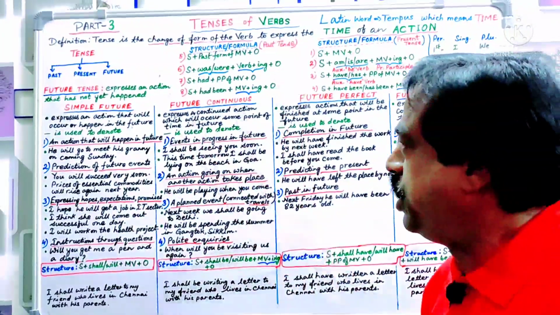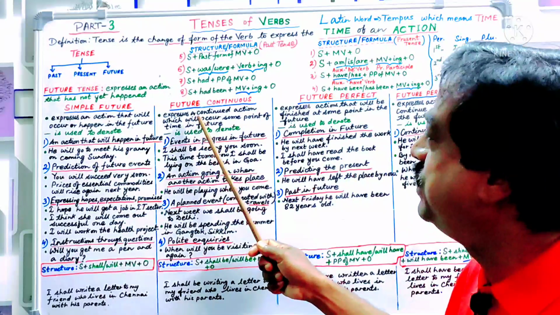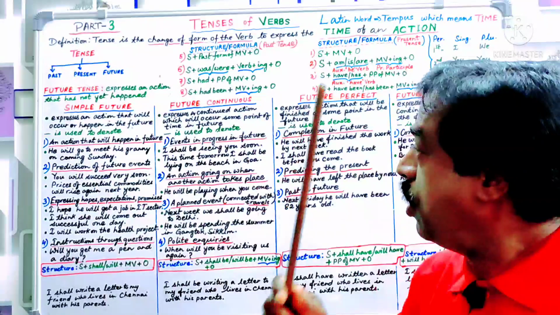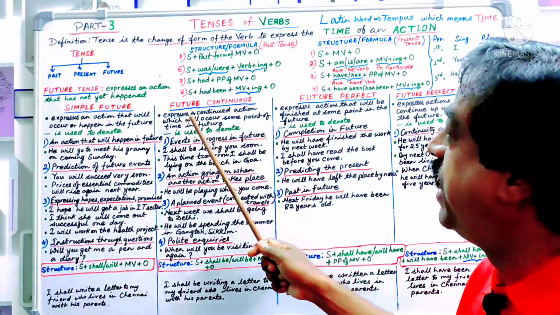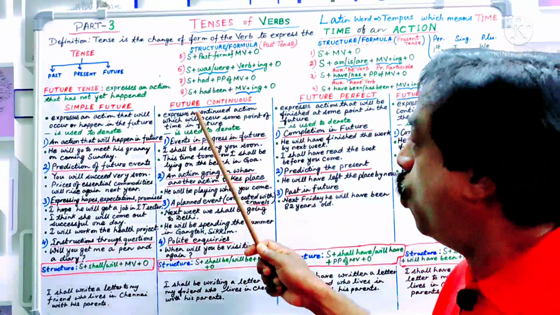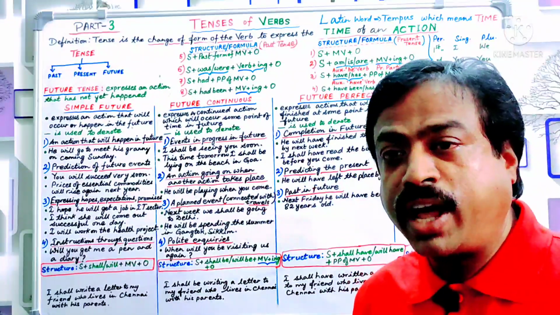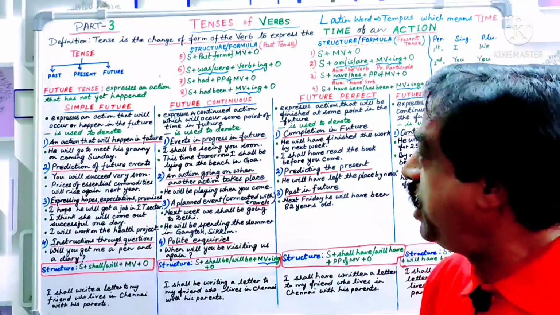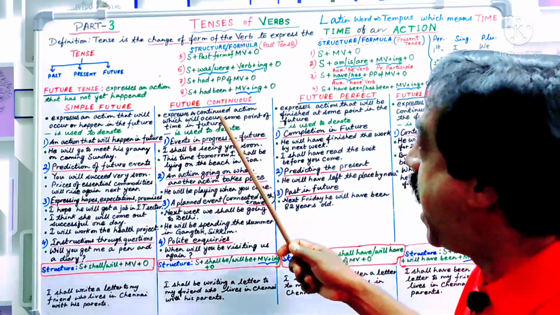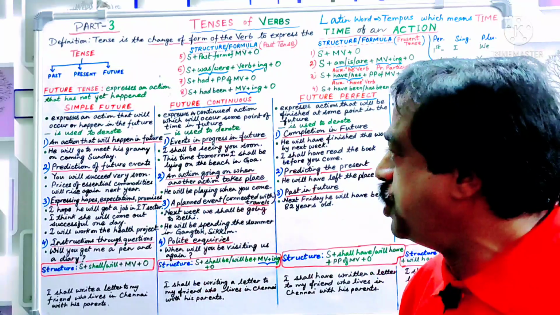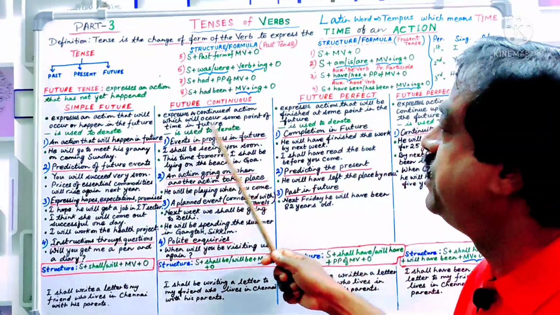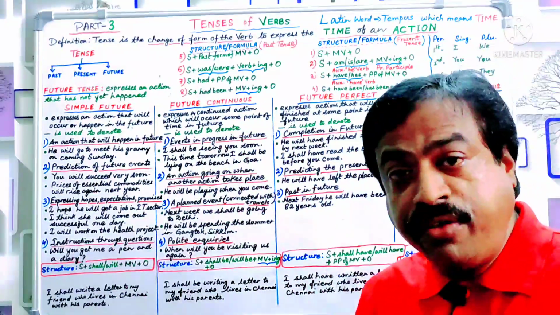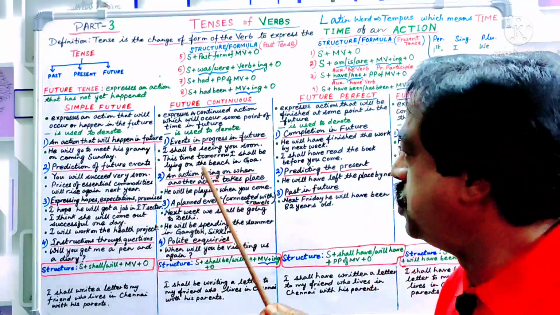Next, we come to future continuous. Future continuous tense expresses a continued action which will occur at some point of time in future. Remember, that means nothing has happened so far. Something will happen at some point of time in future. And future continuous tense is used to denote events in progress in future.